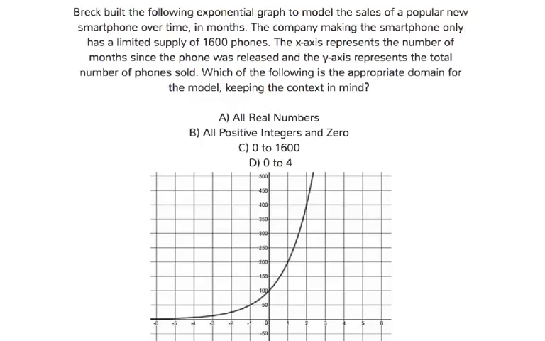It says here, Breck built the following exponential graph to model the sales of a popular new smartphone over time in months. The company making the smartphone only has a limited supply of 1,600 phones. Okay, I'm circling that. That's important.